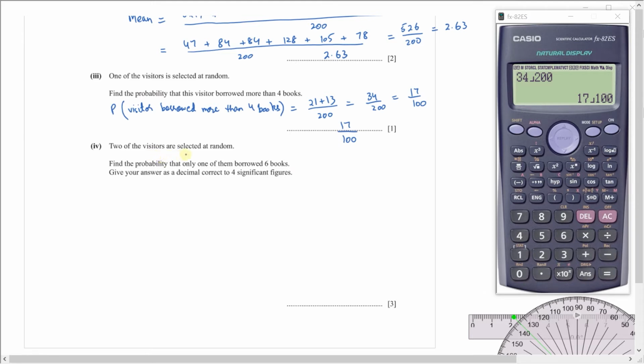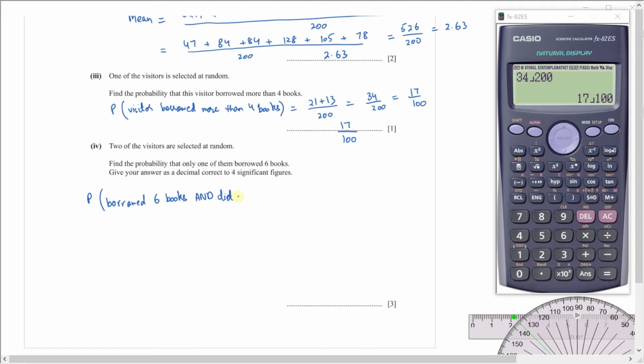Part 4 is 2 of the visitors are selected at random. Find the probability that only one of them borrowed 6 books. Give your answer as a decimal correct to 4 significant figures. So you select 2 people and you need to find the probability that only one of them borrowed 6 books. So that means you need to find the probability that you select a person who borrowed 6 books and the other person did not borrow 6 books.